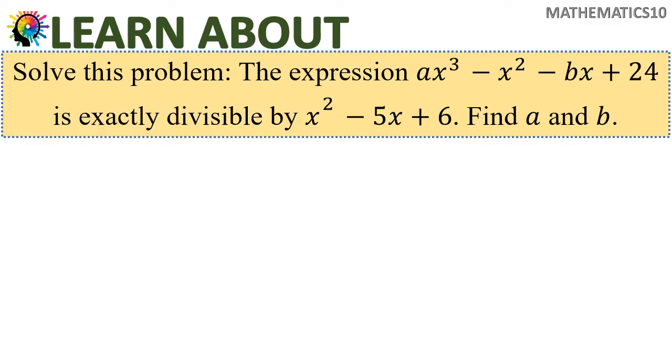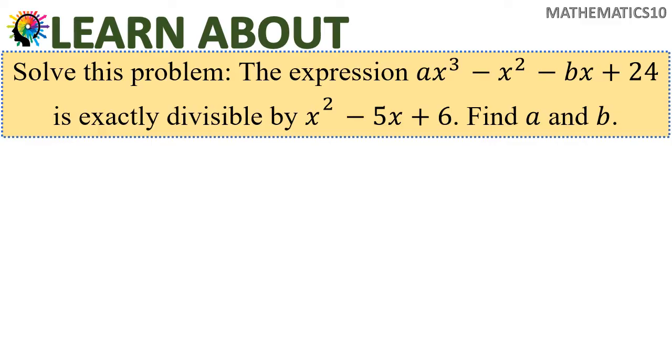Okay, so what about this problem? To solve this problem, the expression ax cubed minus x squared minus bx plus 24 is exactly divisible by x squared minus 5x plus 6. As you can see here in this case, we are supposed to find two values of numerical coefficient, and that is the numerical coefficient of the first term and numerical coefficient of the third term.